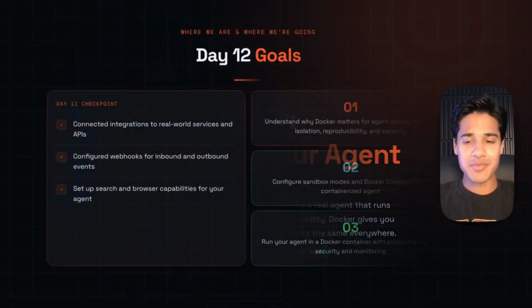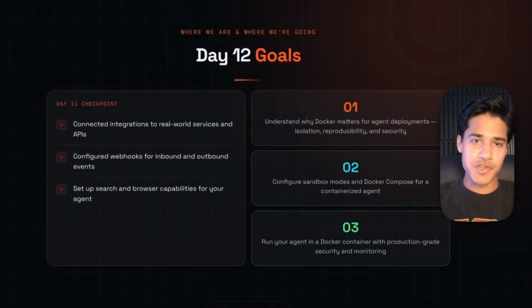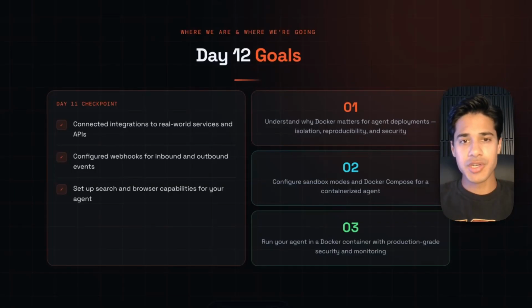Let's containerize. On day 11, you wired up the deeper integrations. So Google Workspace for email and calendar, web search backend configuration, browser automation with SSRF protection, webhooks and cron triggers for event-driven and scheduled automation, and custom integration chains. Your agent is now plugged into the services that you actually use.